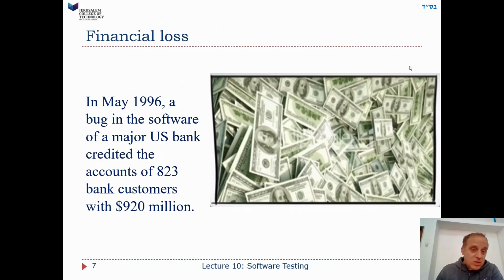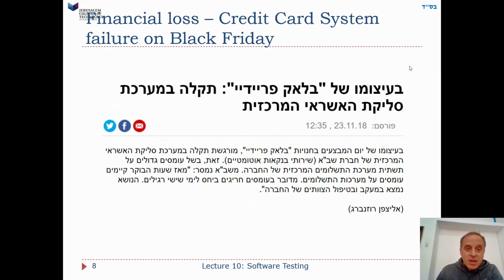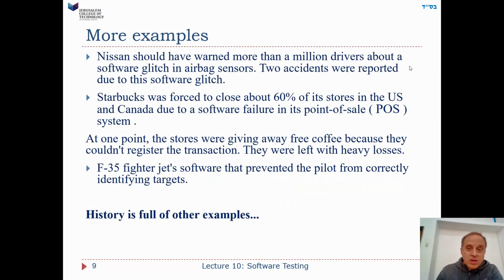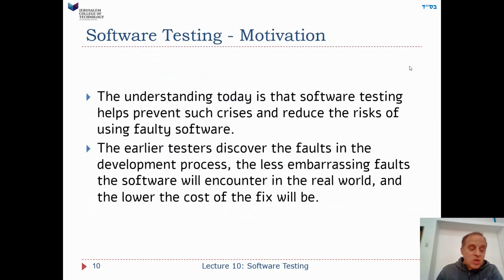There was another software bug in '96 that caused bank problems. It credited the accounts of 823 people with $920 million. That might have been nice for them. There are more examples. History is full of other examples. So we obviously don't want bugs. Recently, the Boeing 737 Max, part of the reason that they crashed is because of software bugs.